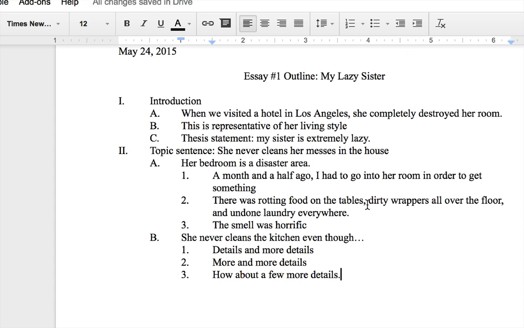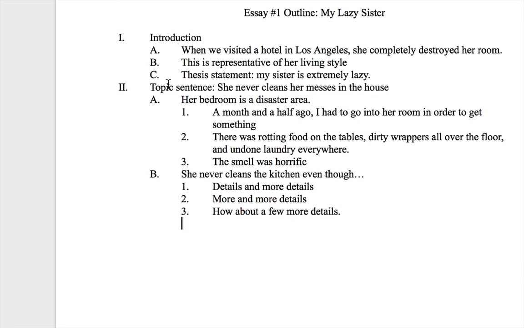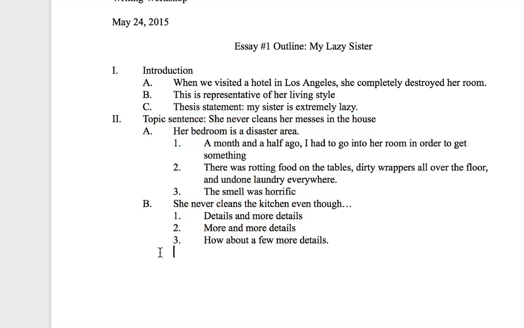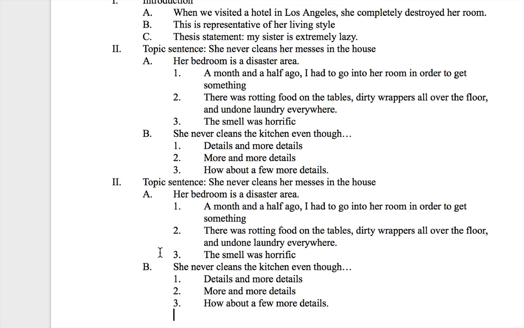Now, if you want, you can just repeat the process for the next body paragraph, or you could do this. You could select the entire first paragraph. You could copy it. I'm doing a Command C or Control C. Then you could go to the space for the next paragraph and you could paste. And all you have to do is change the numbers for the Roman numeral, change the topic sentence.